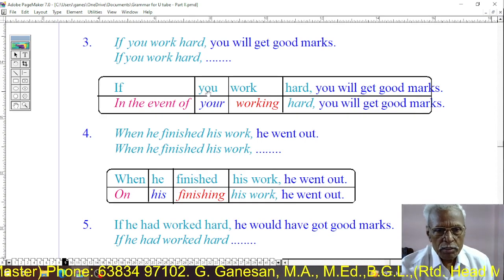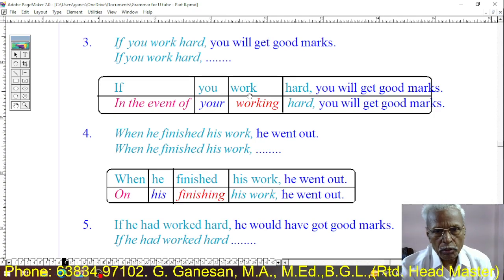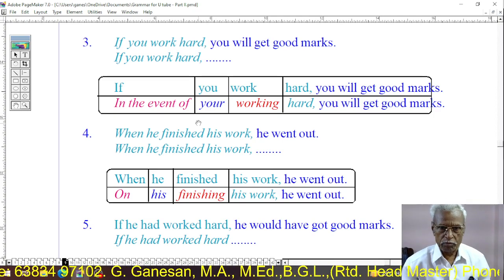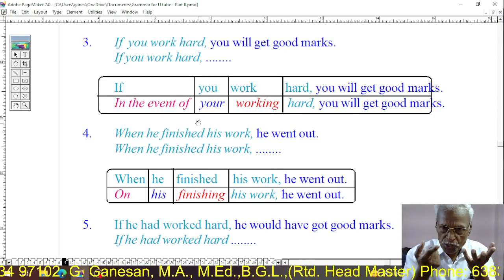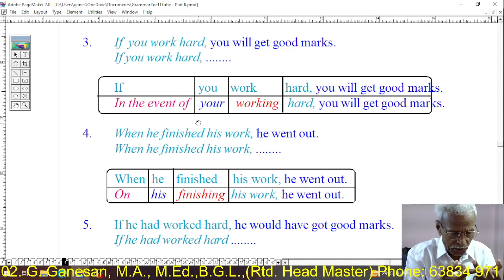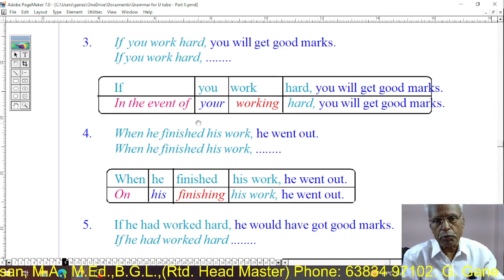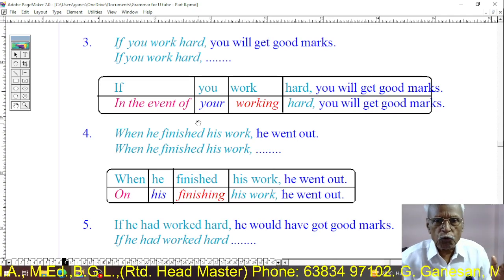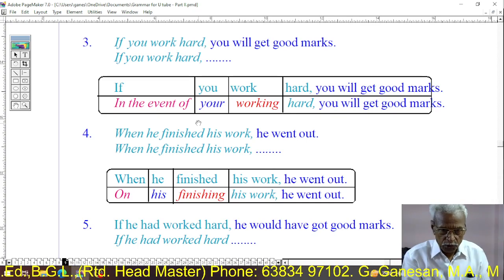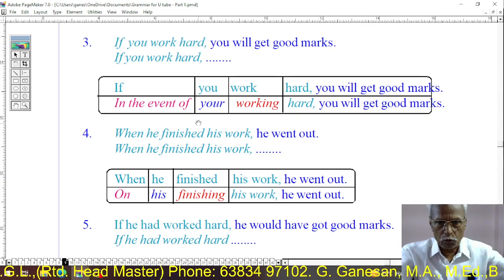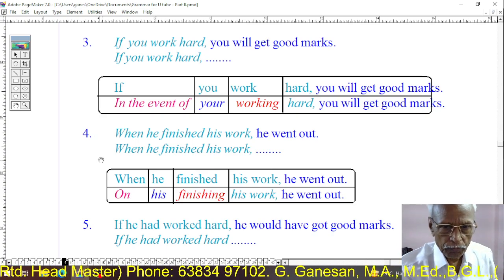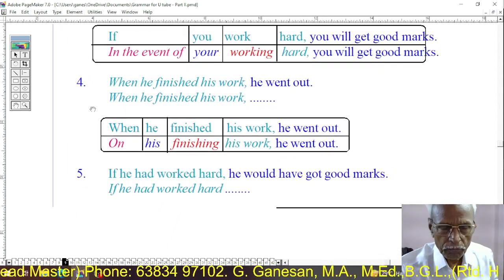Then the subject "you" becomes possessive "your". "Work" becomes "working". Things are over. We have made the three changes: changing the conjunction into a phrase, changing the subject into possessive, and changing the verb into a participle. So, if you work hard, you will get good marks becomes: In the event of your working hard, you will get good marks.